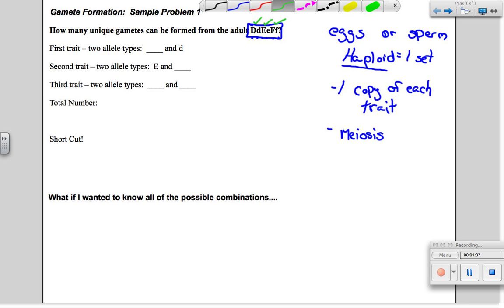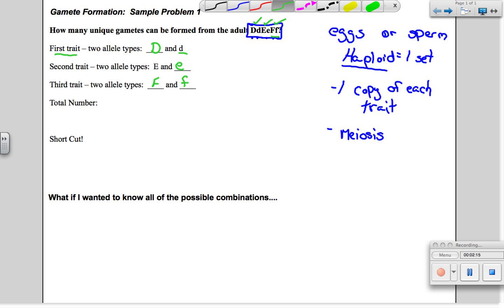So in each of my gametes, I want to make sure that I have one allele of each of these 3 traits. For the first trait, there are 2 allele types. I can have a big D or a little d in my egg or sperm. For the second trait, the letters E, I can either have a big E or a little e. And for the third trait, the F trait, my options are big F and little f. These are the different possibilities for each of my alleles.